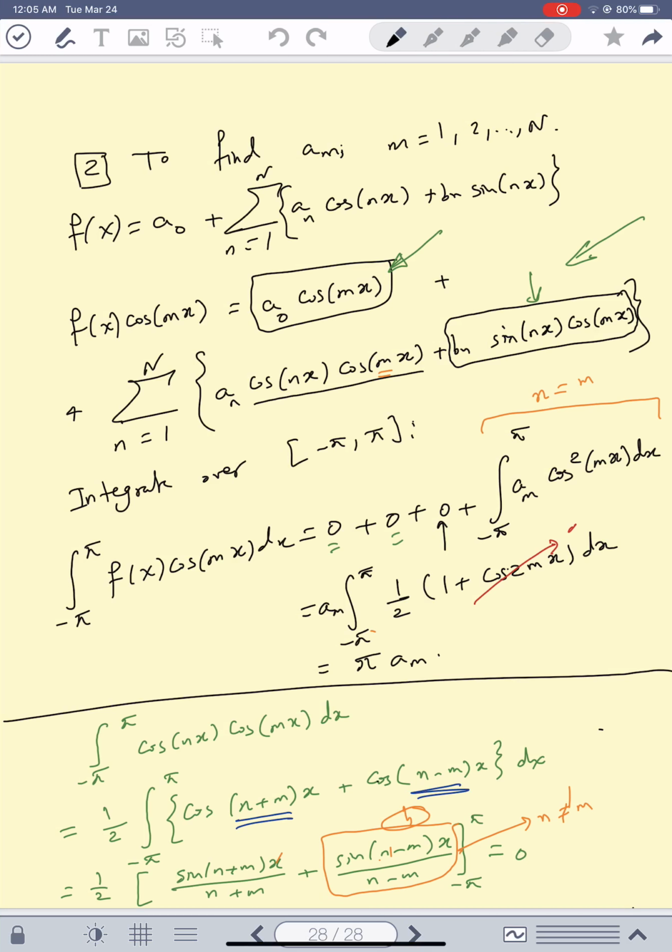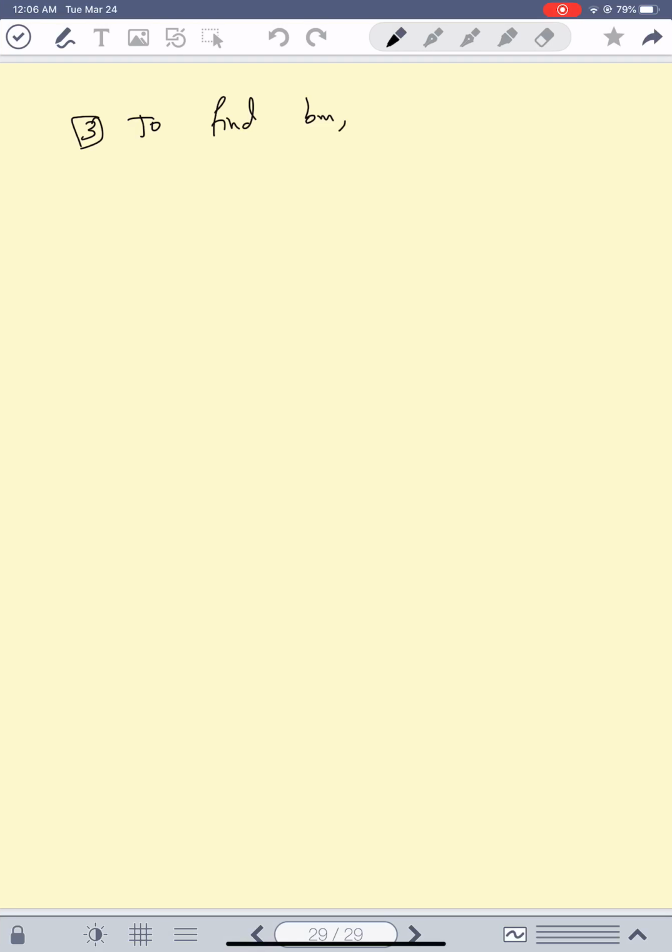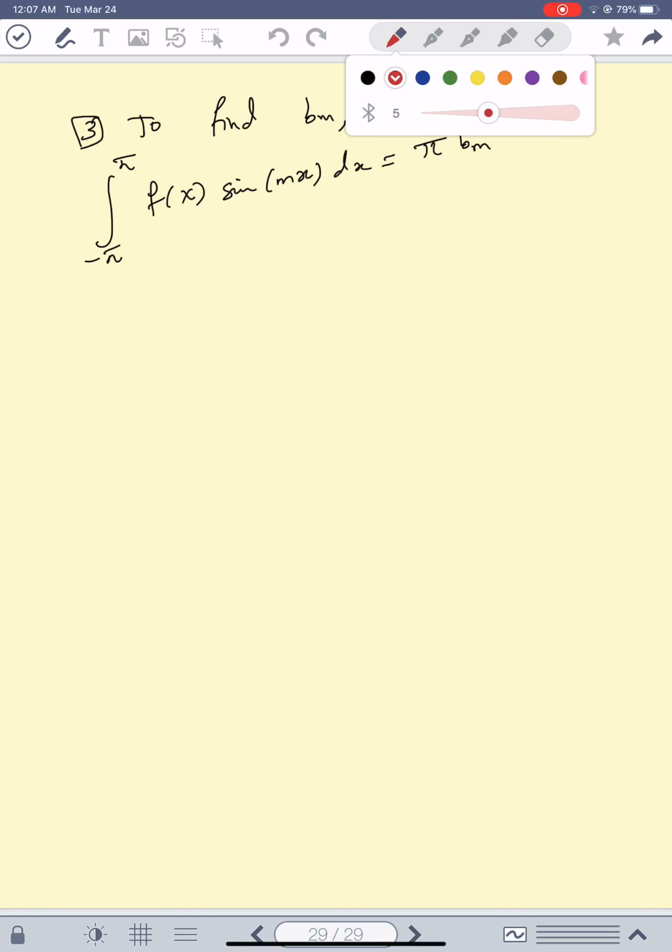Okay, now similarly, if you do the same computations for the b's, to find bm, basically you multiply f with sine mx, then you integrate from minus pi to pi. If you do exactly the same computations, you'll be left with pi bm, and then my conclusion is that bm is 1 over pi, integral from minus pi to pi, f of x sine mx dx.